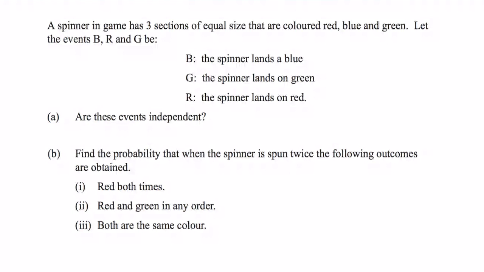Part b, let's find the probability when the spinner is spun twice of various different outcomes. First, both being red. Before we go any further, the probability of it being blue, green, or red is each going to be a third. So the chance of it spinning twice and both being red is a third times a third, which is 1 over 9.